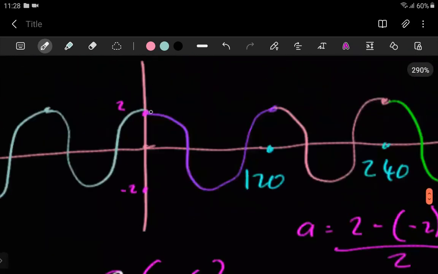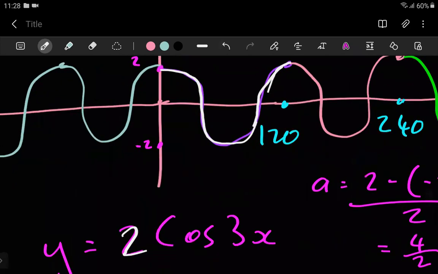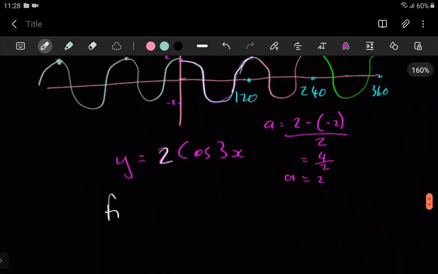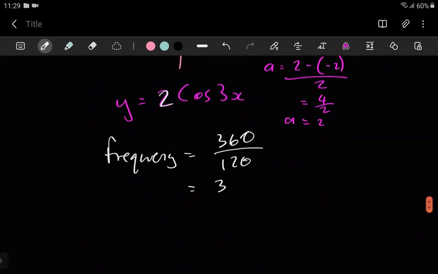If you wanted to work it out manually, you could have said, okay, how long is it taking to see a full picture? It's taking 120 degrees. So in your formula, you'd have said frequency is equal to 360 divided by 120, which is the period, because it's taking 120 degrees to see a full picture. So the frequency is a 3.